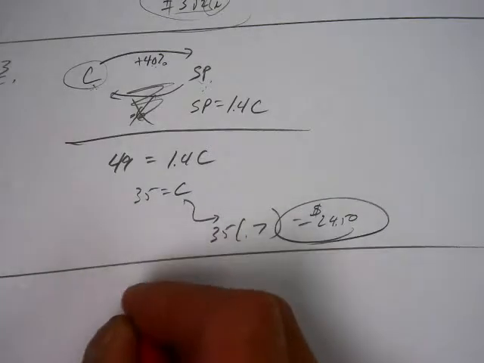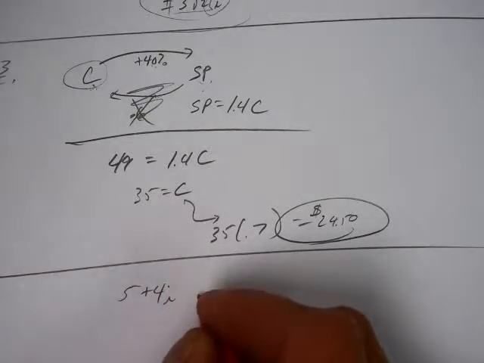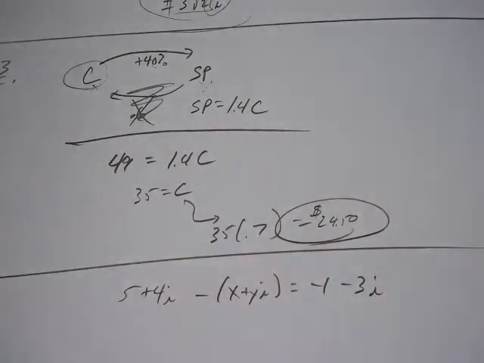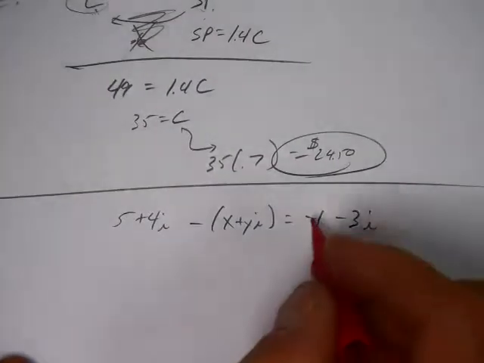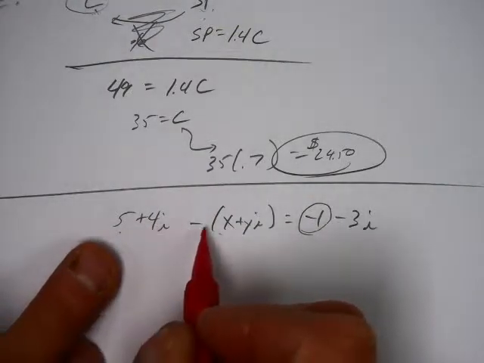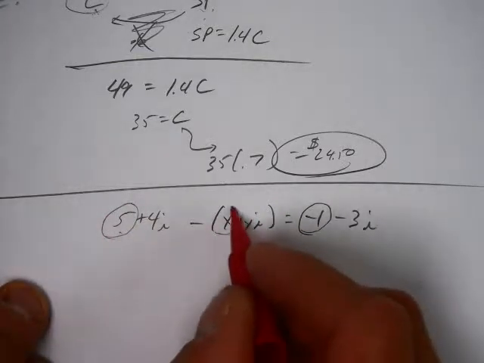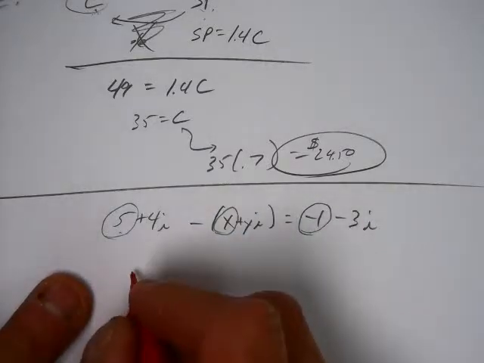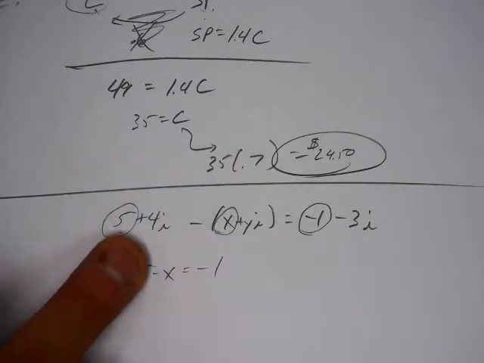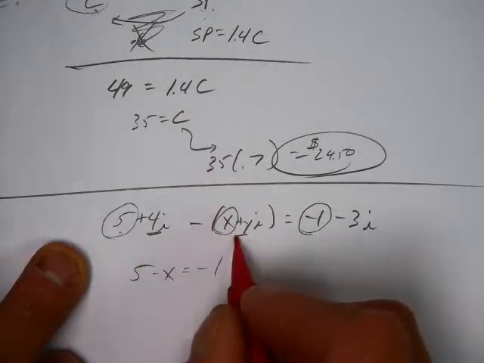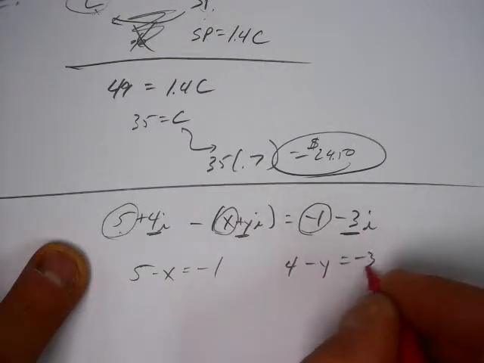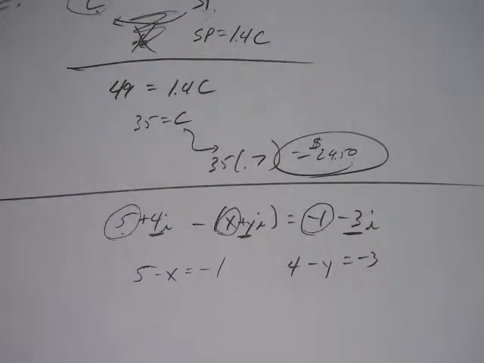74. Oh, yes. 5 plus 4i minus (x plus yi) equals negative 1 minus 3i. Okay. So in this particular situation, my negative 1 comes from my two real parts. You can either think about distributing a negative, but my real part here and my real part here give my real part here. So I'm going to go 5 minus x equals negative 1. And then my 4i and my negative y give me negative 3. So 4 minus y, or plus negative y, equals negative 3. Now focus on your real part, your imaginary part. Okay?